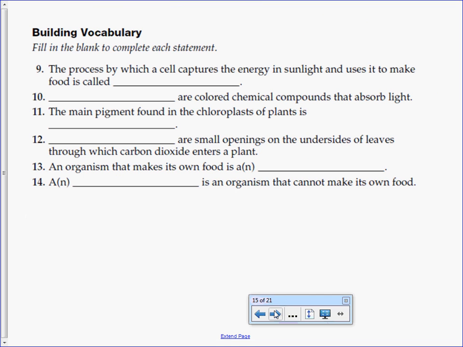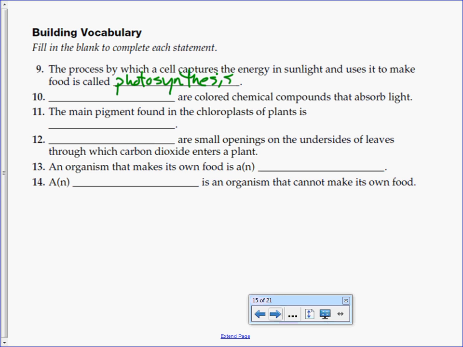Excellent. The second part, and I'll tell you, some of these are good, some of these are a little more specific than you need to know. So let's go through them, and then I'll tell you which ones are most important. So the process by which a cell captures energy in sunlight and uses it to make food is called photosynthesis. Okay, blank are colored chemical compounds that absorb light.